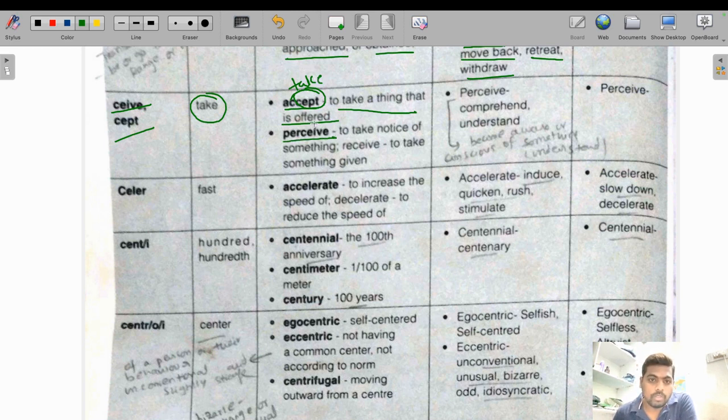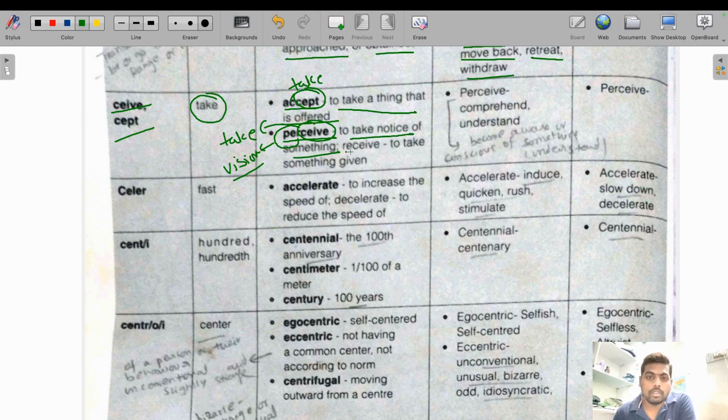Perceive is derived from the root word CEIVE. CEIVE means take. Perceive means to take what? Notice of something. PER is another root word which means something related to vision. So perceive means to take notice of something.